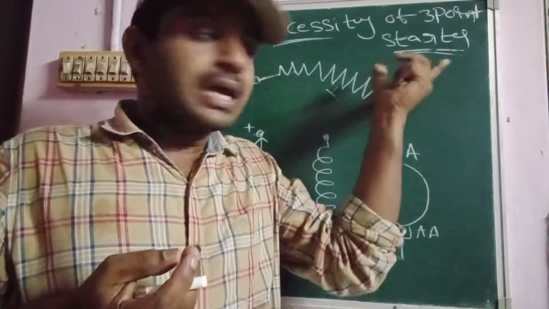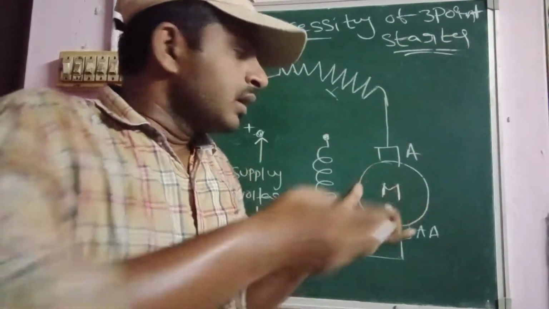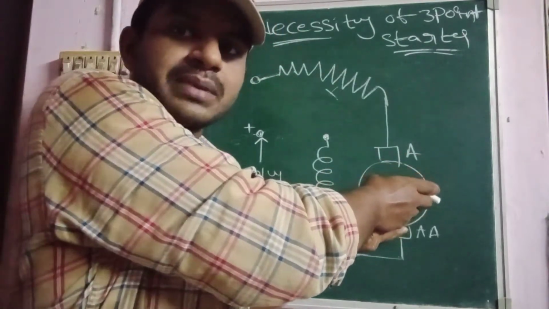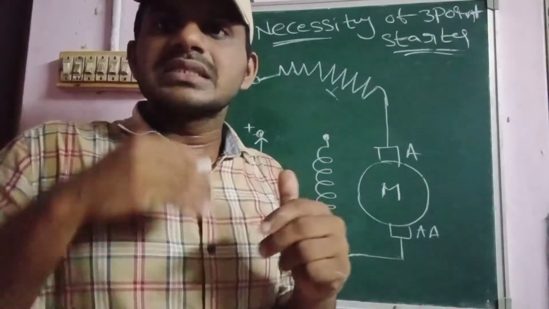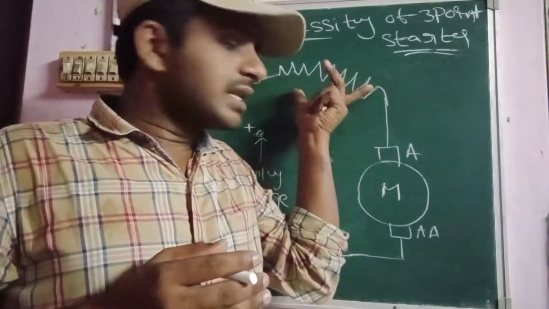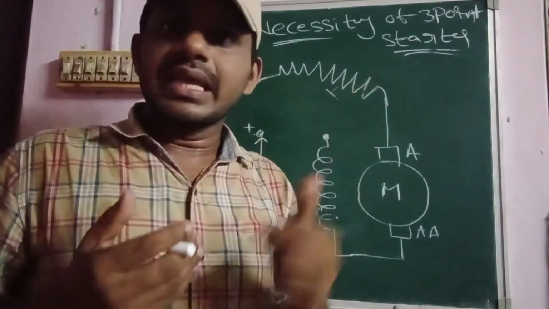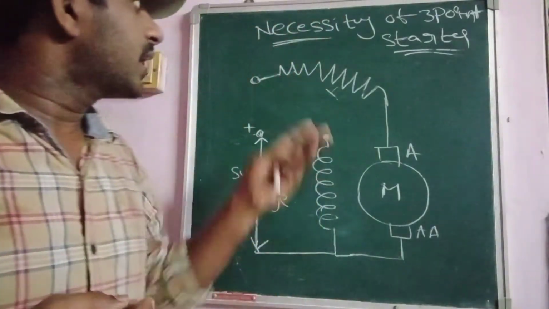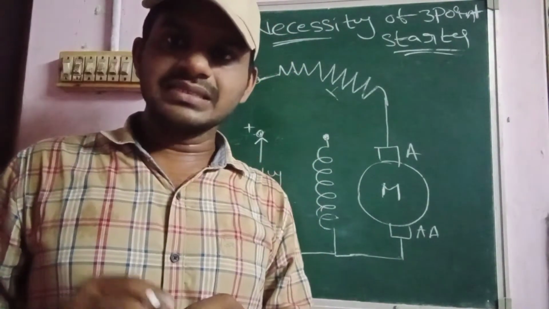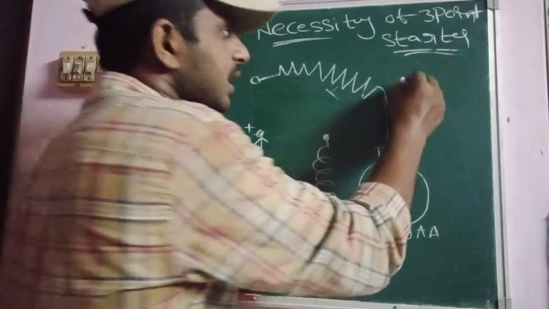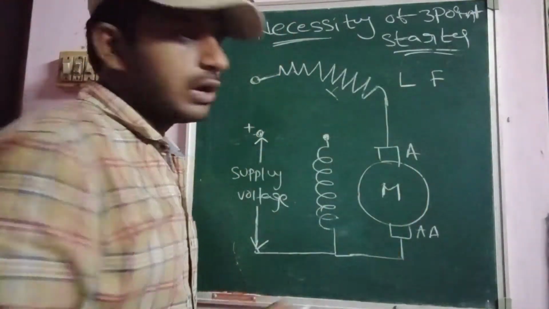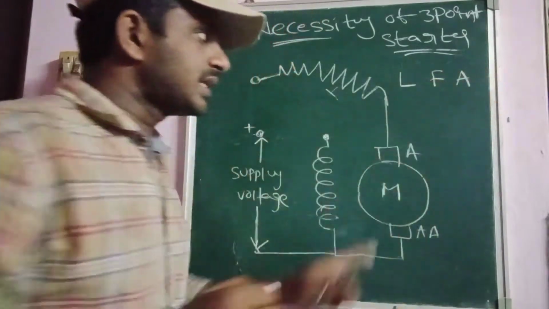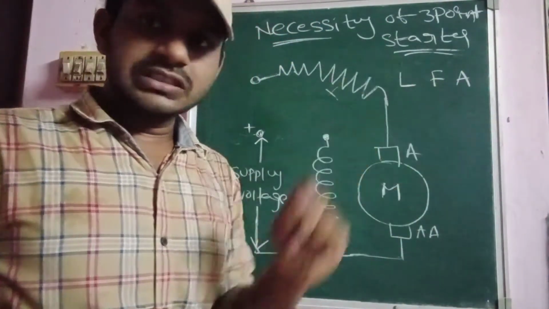Whenever the starter is connected in series with either a DC shunt motor or a DC series motor, we can limit the starting current. This starter is also called a resistor here. It contains three terminals: one is the line, the second is the field, and the third is the armature.